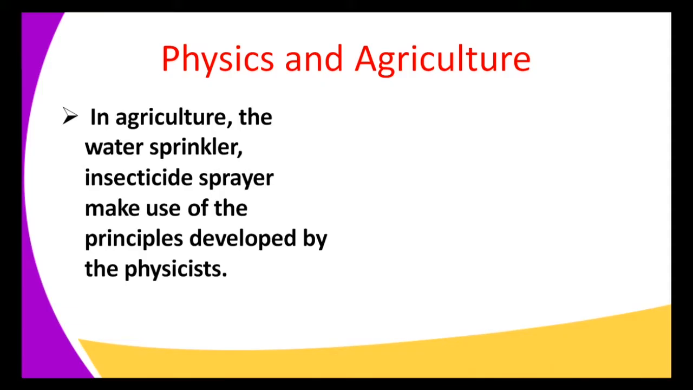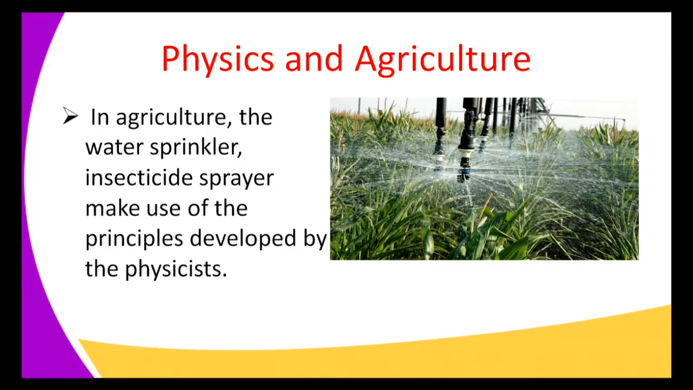Now here the thing is, physics develops the principle that can be applied in agriculture to spray or sprinkle water. And we have here a sample. This is a farm, and they are sprinkling this farm with water. So how this water is coming out can only be explained in physics.